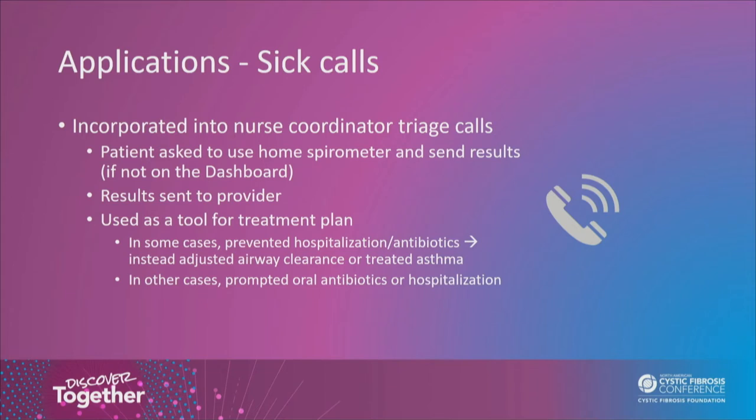We have also incorporated home spirometry into the nurse coordinator triage calls. The patient is asked to use the spirometer and either share or send the results via the patient portal. The results are then sent to the provider, and the provider uses the results as part of the patient's treatment plan. In some cases, this has actually prevented hospitalizations or antibiotic use. Instead, airway clearance regimens were adjusted and asthmatic symptoms were treated. In other cases, the results actually did prompt oral antibiotic use or a hospitalization.